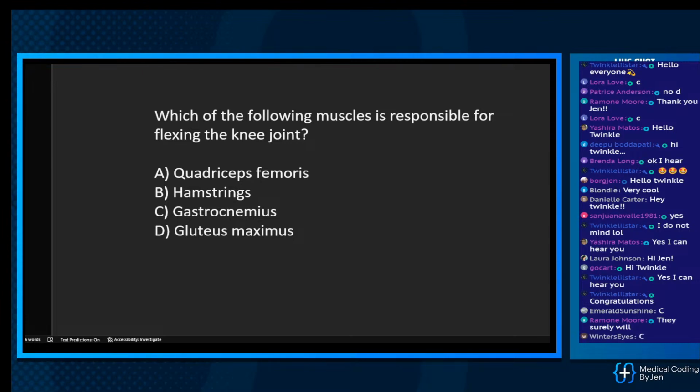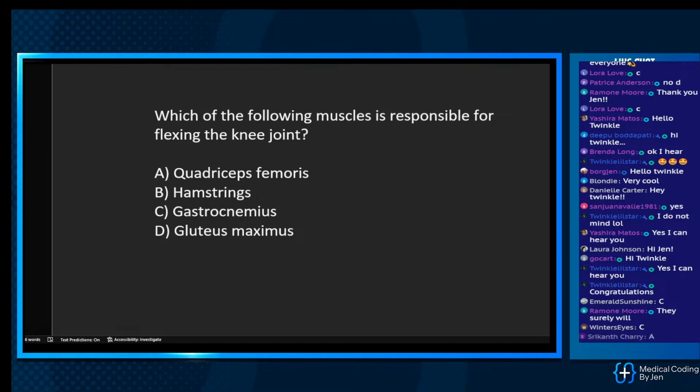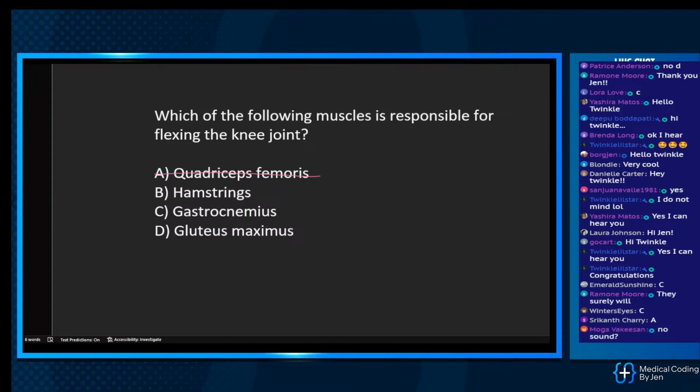So let's see. Everybody said on this question, they were saying A, and it is not A. So out of what's left over, what do you think the answer is? Because it is not A.